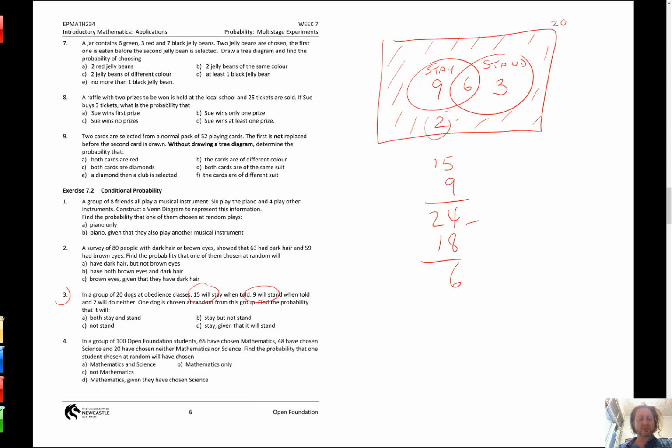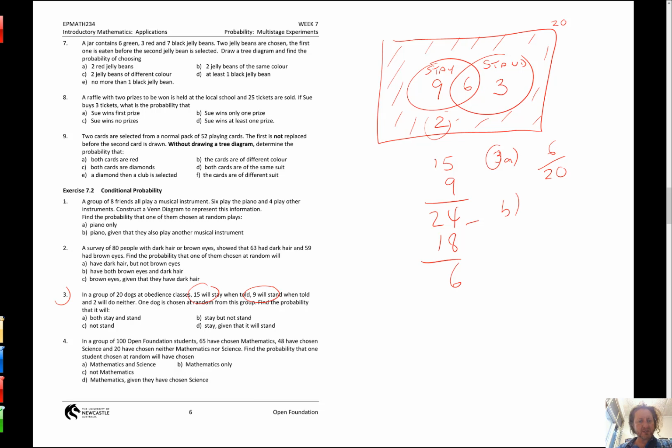They may not all be conditional. Let's find out. Question 3A is not conditional. It just says, if one dog is chosen at random, find the probability that it will both stay and stand. We're still talking about 20 dogs. What's the probability it will both stay and stand? 6 of them. 6 out of the 20.